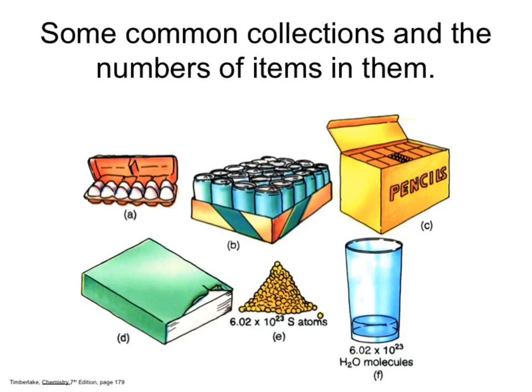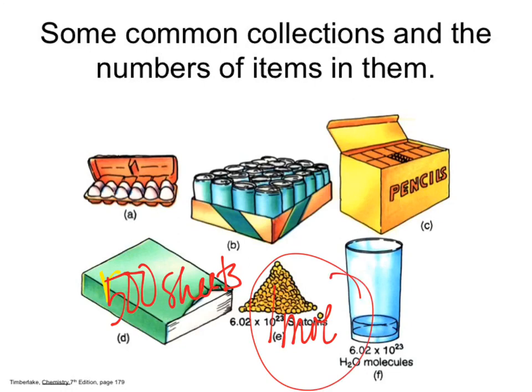So reviewing back in the day, we said this is a dozen eggs, which means there's how many eggs? 12. This is a case of soda, which means there's how many sodas? 24. This is a gross of pencils, which means there's how many pencils? 144. If this is a ream of paper, there are 500 sheets. How do you know that? They say it. And if this is 6.02 times 10 to the 23rd atoms, then what is that? 1 mole. So there is our friend, the mole.